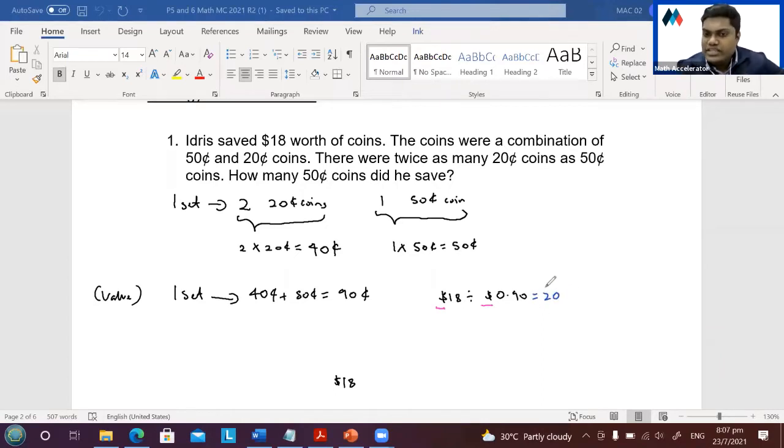So what does this 20 refer to then? Can you type in the chat? What is the meaning of this 20?